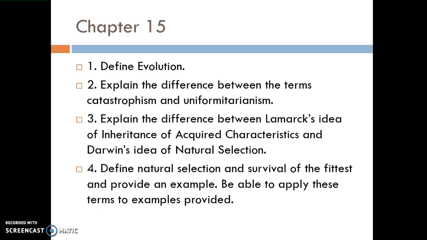Number 3, explain the difference between Lamarck's idea of inheritance of acquired characteristics and Darwin's idea of natural selection. Acquired characteristics was Lamarck's main viewpoint, and he said that organisms acquire their traits because of the experience or behavior of their parents, and so the traits were actually given to the children because of whatever the parents did to acquire them themselves. Darwin instead looked at evolution through natural selection and said that organisms who are best suited to the environment will reproduce more successfully than other organisms, thereby passing on their genes to the next generation.